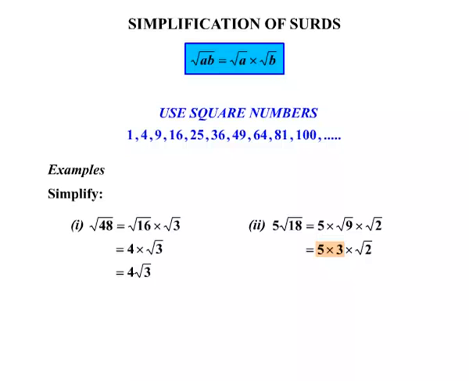And simplifying that now, 5 times 3 is 15. Then we have times root 2, but we can just simply write the root 2. So final answer there, 15 root 2.